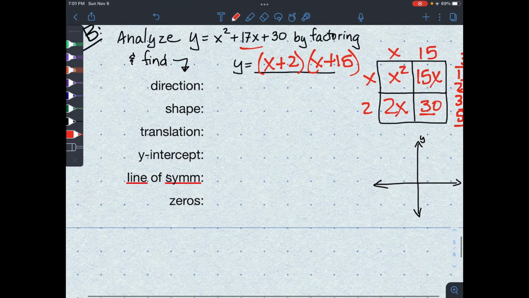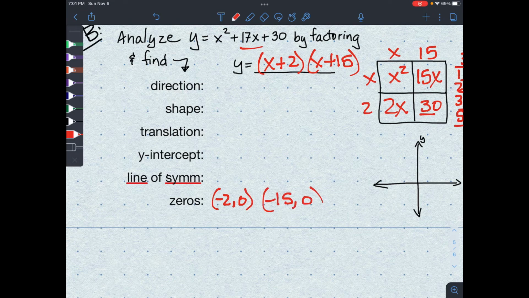I know my zeros. Remember, my zeros I just get from here. This is the new lesson, only it's always going to be the opposite. So my first zero is going to be negative 2, comma 0, and my second zero is negative 15, comma 0. Well, now we know where the line of symmetry is. It's going to be halfway between those two numbers.